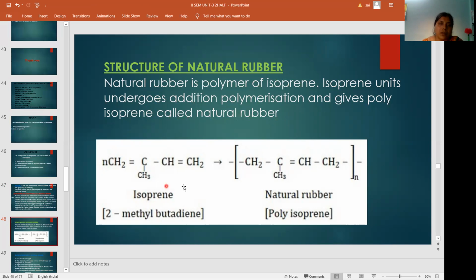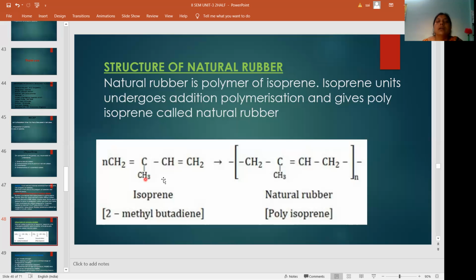So this is the structure of isoprene. How many carbons? 1, 2, 3, 4 carbons. On the second carbon, a CH3 group, that is called a methyl group. How many double bonds? 2 double bonds, on the first carbon and on the last carbon, in between these two. Okay, on the second carbon, CH3. How many carbons? 1, 2, 3, 4. How many hydrogens? 2, 3, 5, 3, 8. That means C5H8.